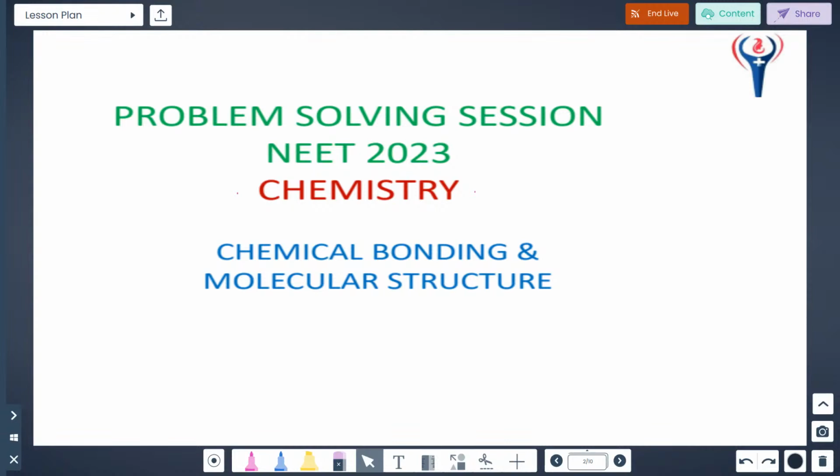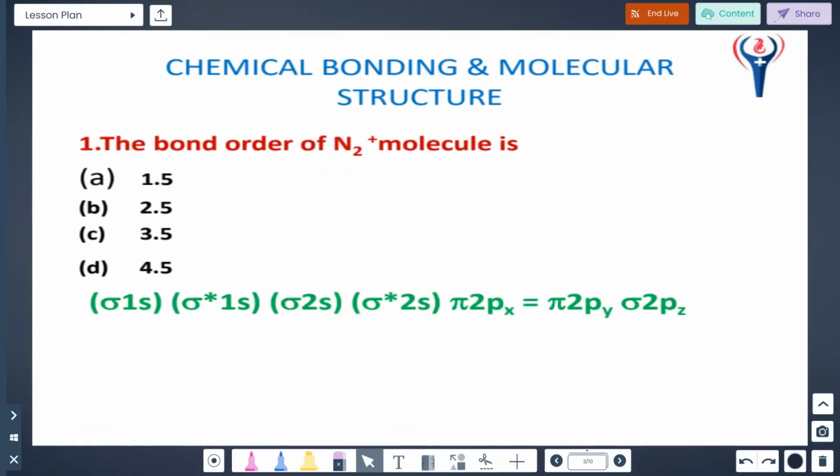Okay, now let us see the first question. The bond order of N2 plus molecule is dash. So we have to find out the bond order. Before that, you must know how many electrons are present in the N2 plus molecule. One nitrogen has 7 electrons, so 2 nitrogen have 14 electrons.